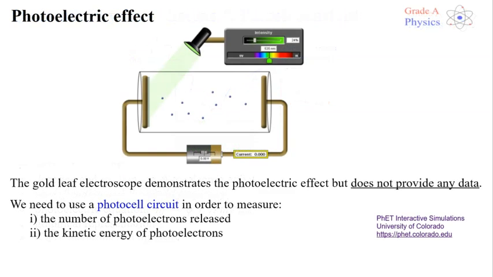To do this, we're going to have to consider a more precise method of looking at the electrons released. In the previous lesson, we looked at the gold leaf electroscope, which is great because it demonstrates the photoelectric effect, but there's no data. We can't measure the energy of the electrons or the number of electrons. So to do this, we're going to use a photocell circuit. And the next slide will take us through some of the key aspects of the photocell circuit.